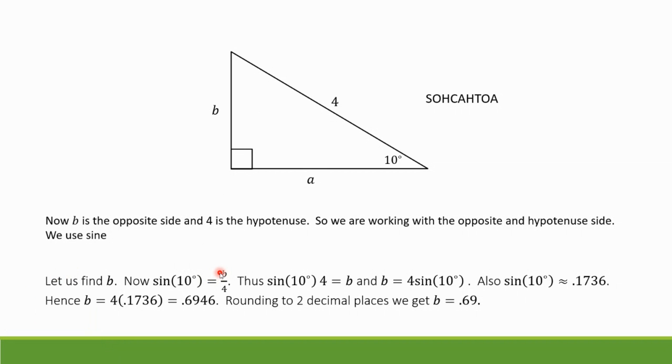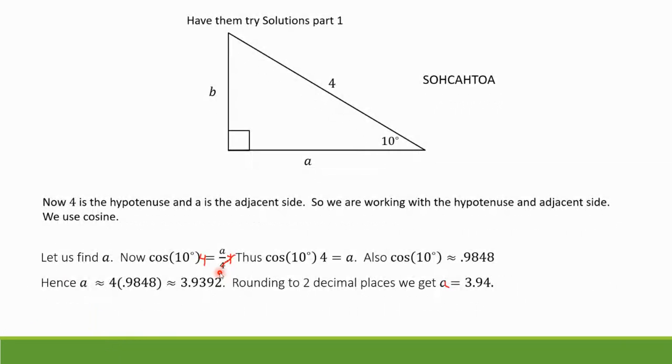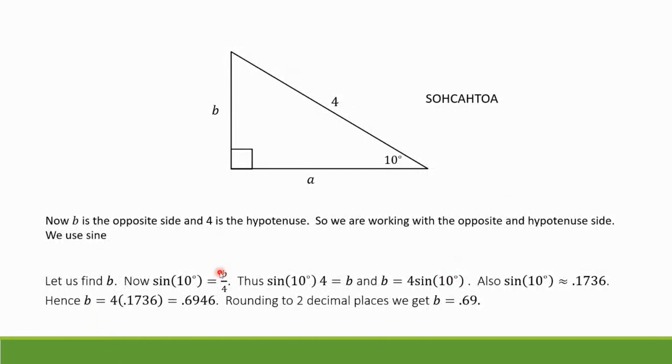So it's really just the same kind of calculation we saw here. We multiply both sides by 4, and we get B is sine of 10 degrees times 4, which turns out to be 4 times the sine of 10 degrees.